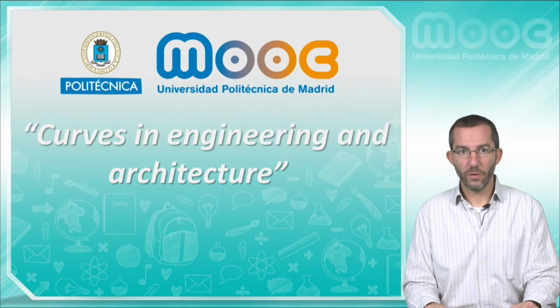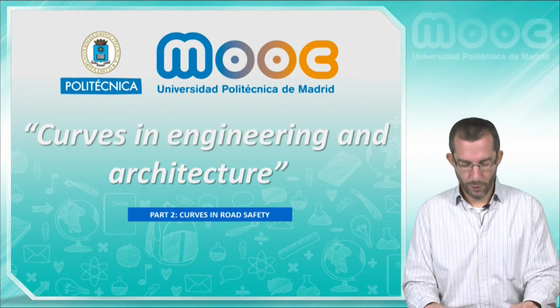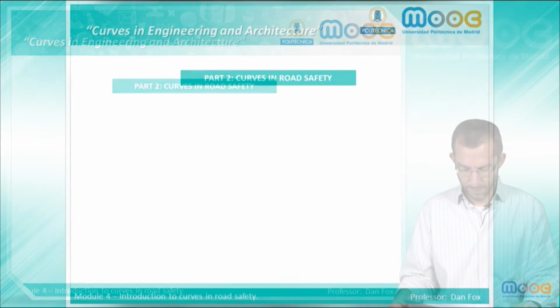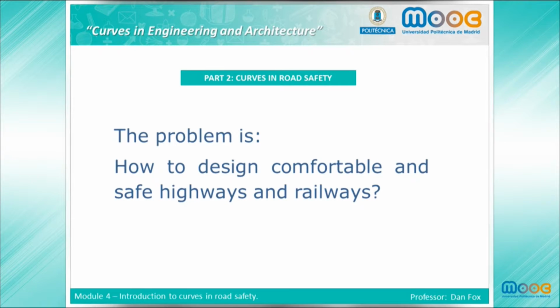Welcome to the second part of the course, Curves in Engineering and Architecture. This part is about curves in road safety. In this first video, we introduce a problem in road safety engineering that is solved with the help of curves. The problem is how to design comfortable and safe highways and railways.